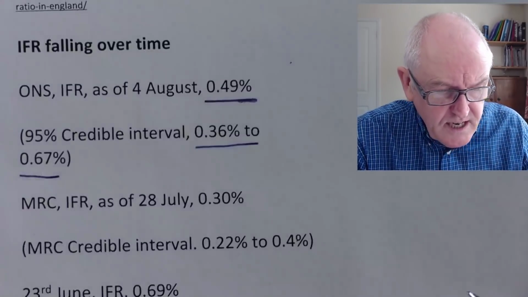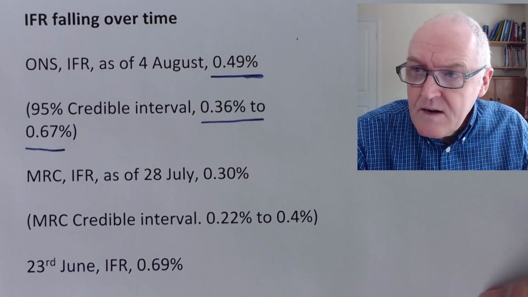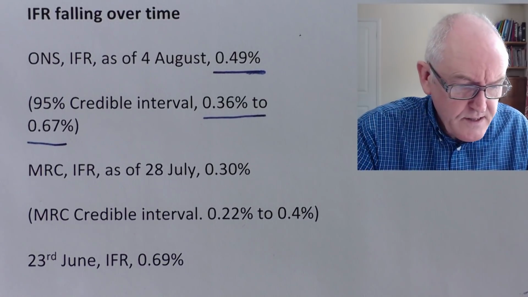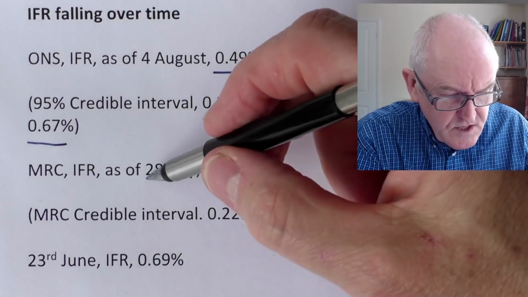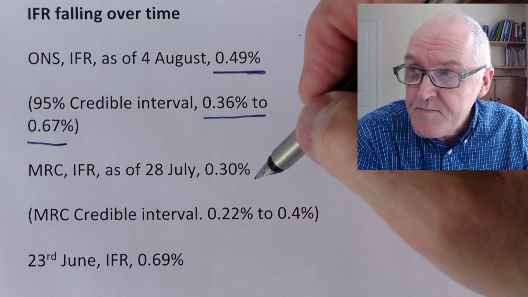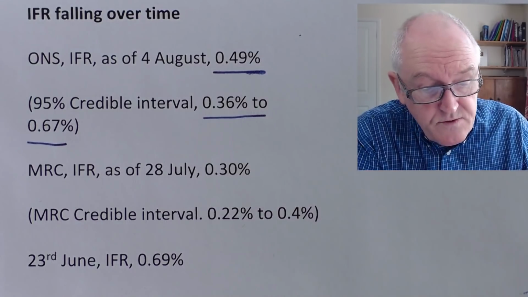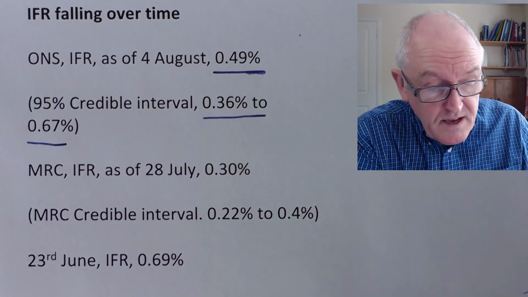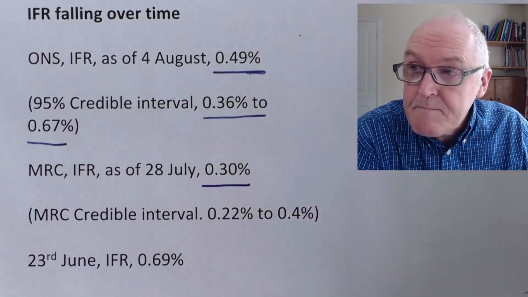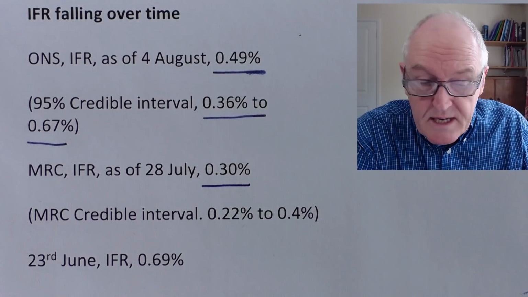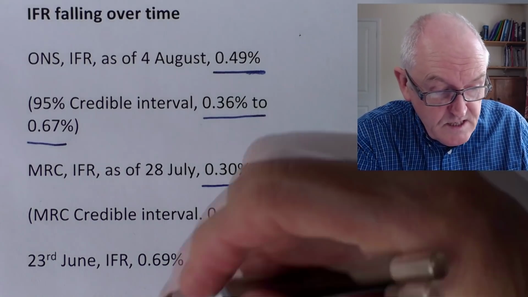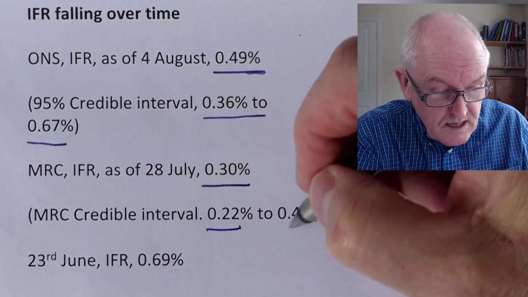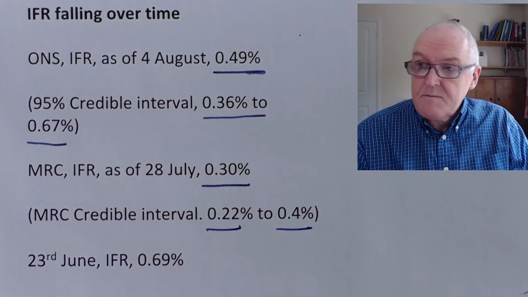Now, the Medical Research Council have done this calculation. The data's a bit more out of date. It's as of the 28th of July, but not a lot. This is the latest data for which full analysis is available. And their figure is 0.3%. And their 95% range is between 0.22 and 0.4 according to their figures.